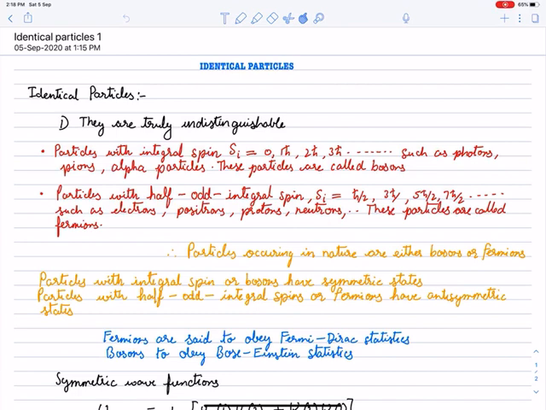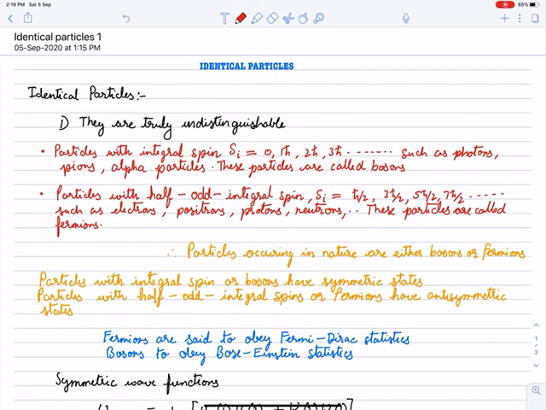Particles with integral spin, that is a multiple of ħ: 0, 1, 2, 3, such as photons, pions, and alpha particles, are called bosons. Particles with half-odd-integer spin, ħ/2, 3ħ/2, 5ħ/2, 7ħ/2, are fermions, such as electrons, positrons, protons, and neutrons.